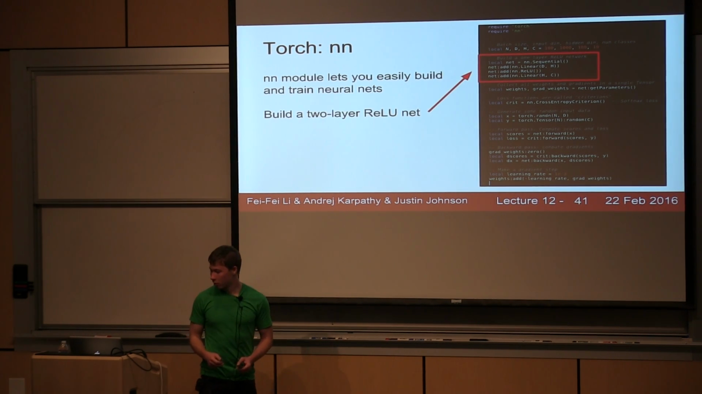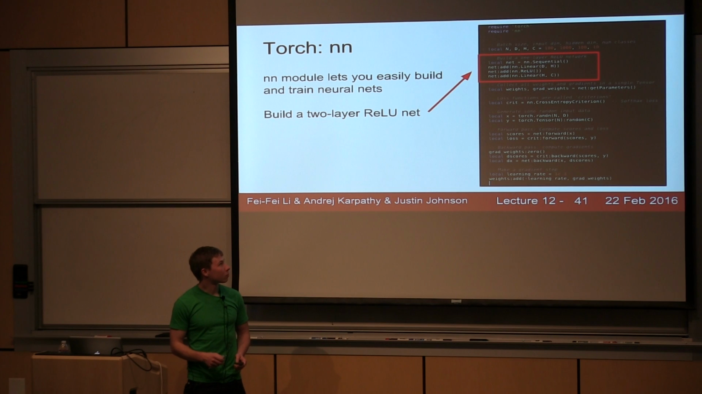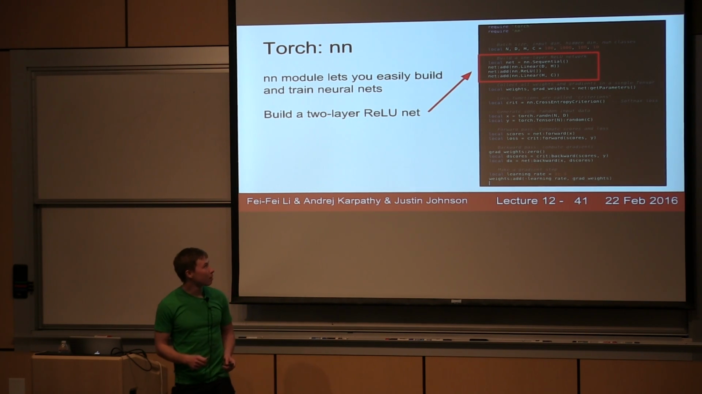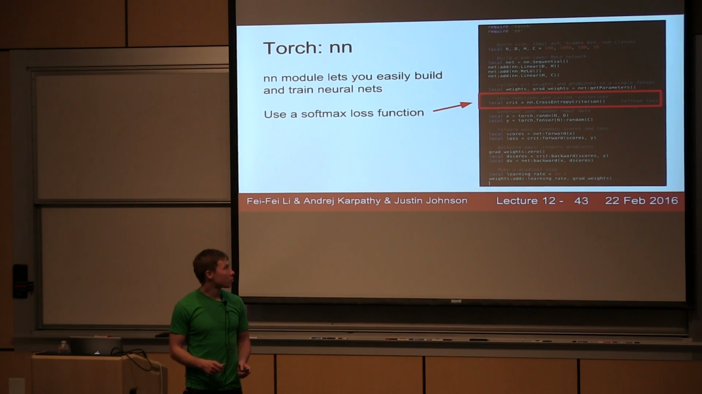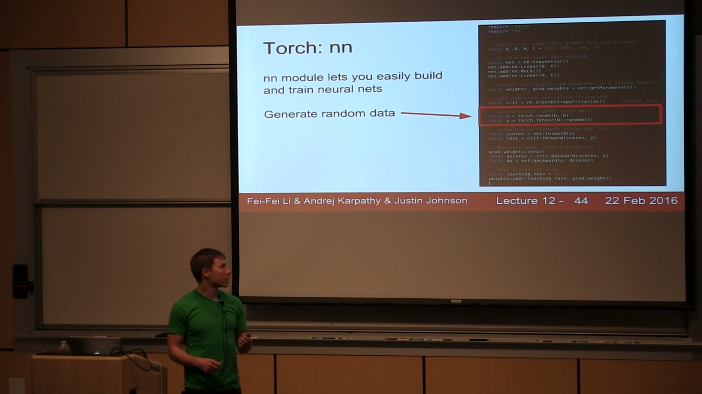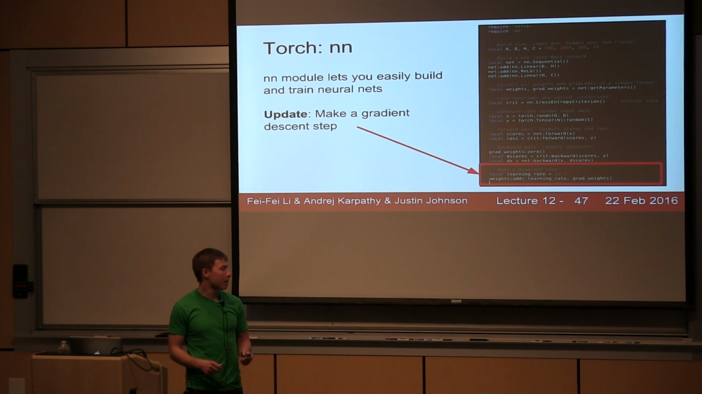So that would have been maybe a little bit more clear, but we have a net, we have weights, grad weights, we have our loss function, we get random data, run forward, run backward, make an update.